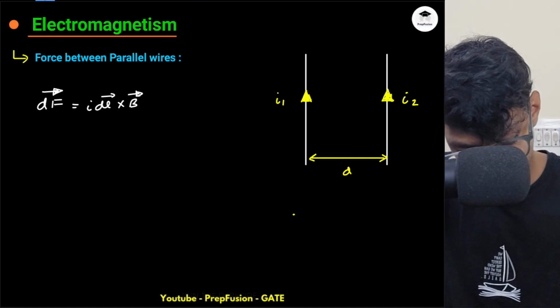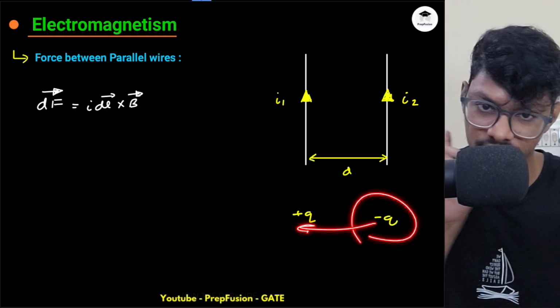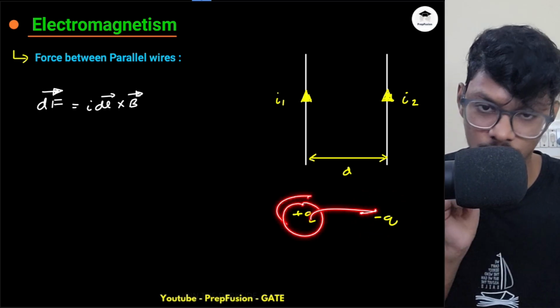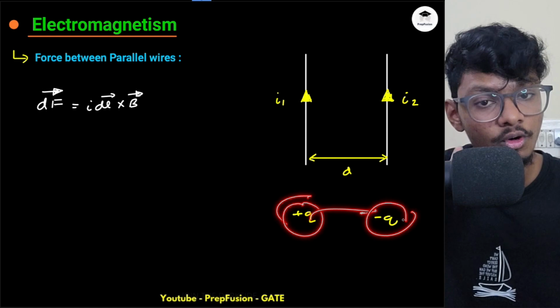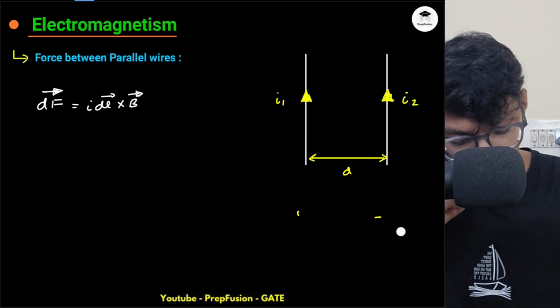If I have a plus q here and a minus q here, due to this minus q, this plus q charge will experience a force. Due to this plus q, this minus q will experience a force. But this minus q won't experience a force due to itself. That is not possible. The same concept I will apply here.